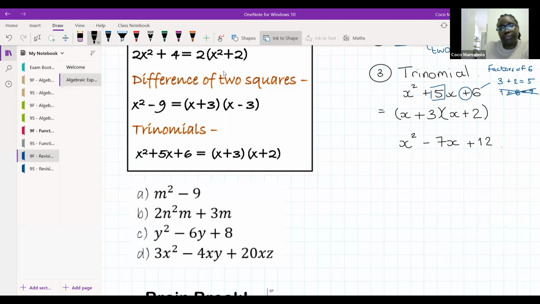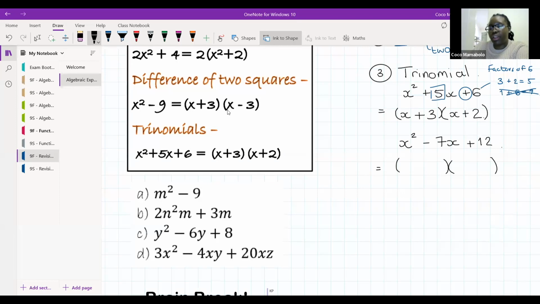Hello, my sweetie. How are we going to factorize this? Ma'am, I got the highest common factors of 12 is 4 times 3. Good, but you skipped some very important steps before we get to 4 and 3. What's the first thing we need to do? Ma'am, draw the two brackets.